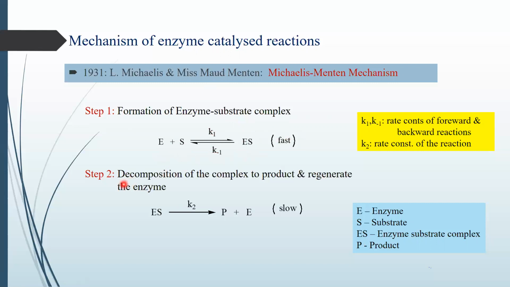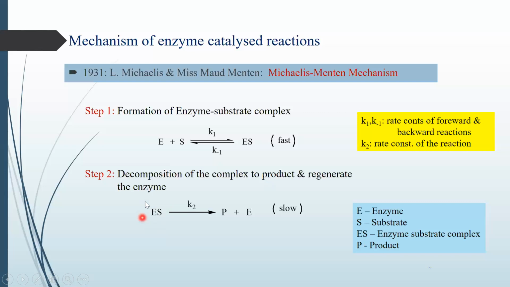Then in step 2, the enzyme substrate complex decomposes to product and regenerates the enzyme. Here K2 is the rate constant of the reaction, and it is the relatively slowest step. So this step determines the rate of the reaction. The rate of the reaction is equal to K2 into the concentration of ES. And here ES is an unstable compound or high energy species.